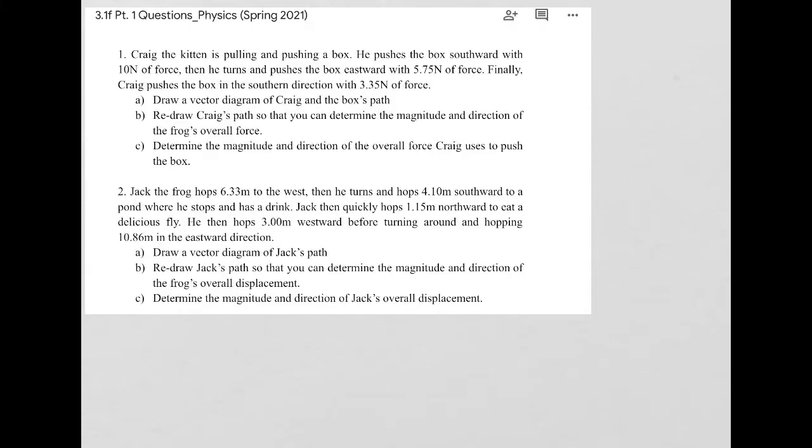Now we're going to move on to 3.1F Part 1 questions. Number 1 says that Craig the kitten is pulling and pushing a box. He pushes the box southward with 10 newtons of force. Then he turns and pushes the box eastward with 5.75 newtons of force. Finally, Craig pushes the box in the southern direction with 3.35 newtons of force.